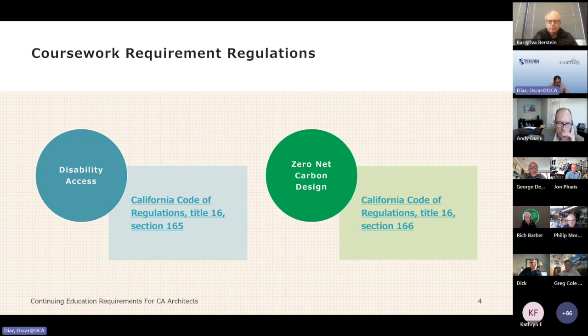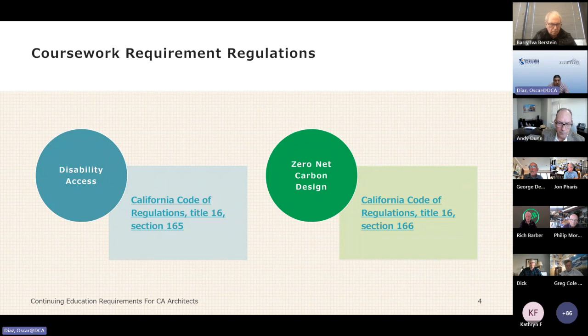Architects, I encourage you to make note of these regulations and familiarize yourselves with them, as these provide the criteria you need to determine if the course or the provider meets the requirements. Now, this is important because we often get questions of how do we determine what coursework meets the requirements.